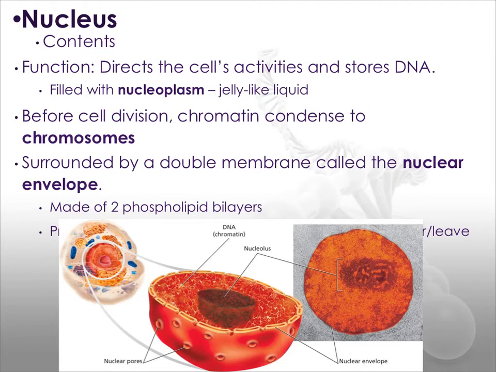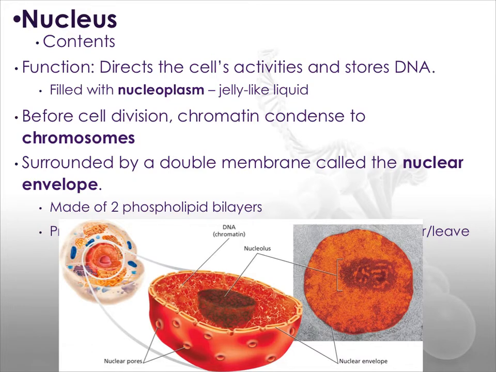Okay, so the nucleus. This is not going to be in every cell, but many cells. The function here is to direct the cell's activities and store DNA. It is filled with nucleoplasm, so in terms of structure, which is a jelly-like liquid. Before cell division, the chromatin, which is going to contain all of your DNA, is going to condense into chromosomes. And it's surrounded by a double membrane called the nuclear envelope.